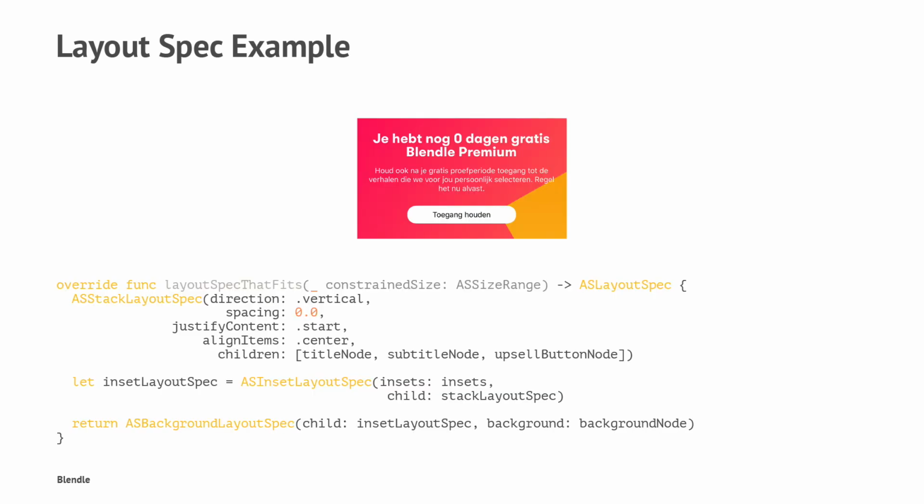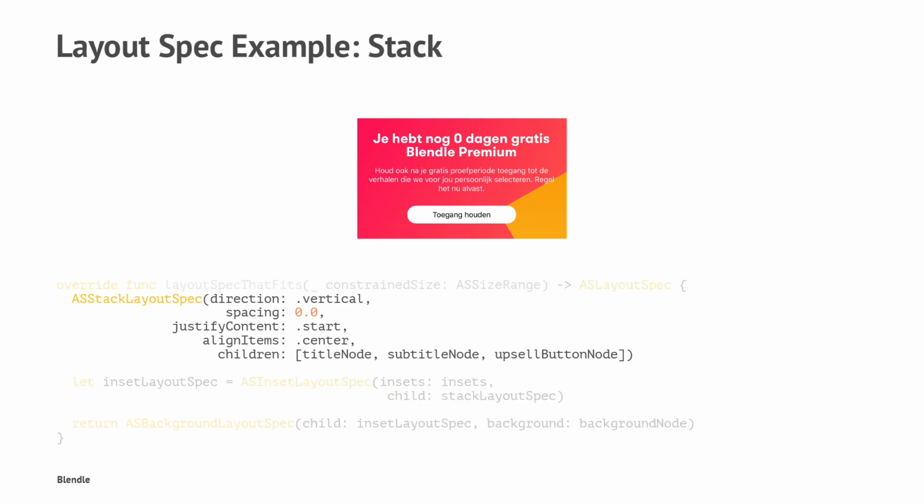This is the layout spec for it. We'll go through it on the next slides. Compared to the manual layout system, where you implement calculate size that fits to return the size of your node, and you implement layout to actually set the layout, with layout specs you only implement this method, layout spec that fits, and you create a layout spec for your node, and you return that.